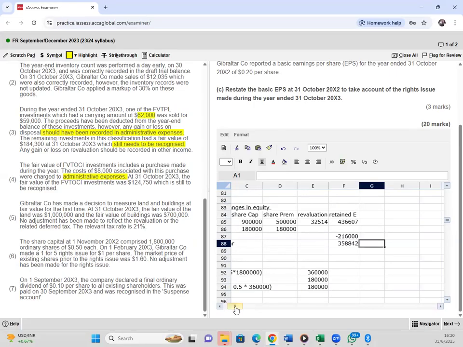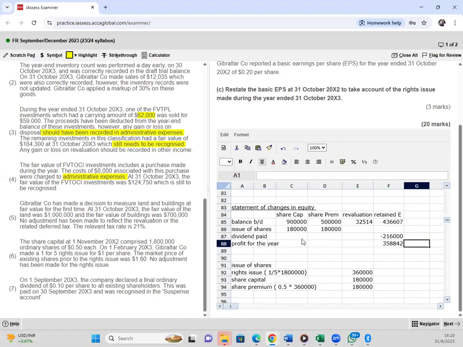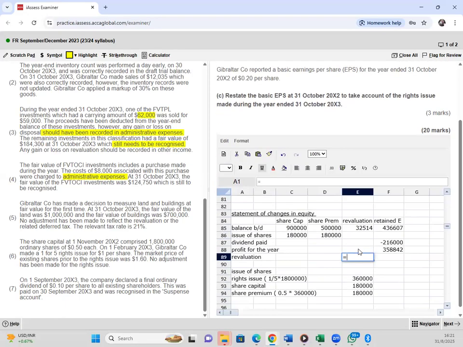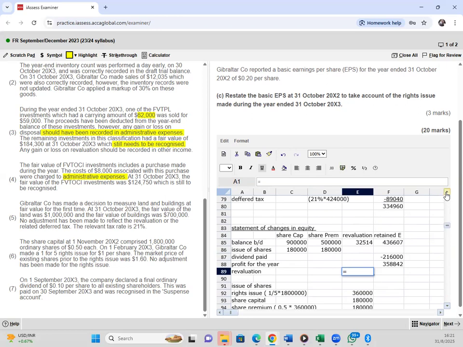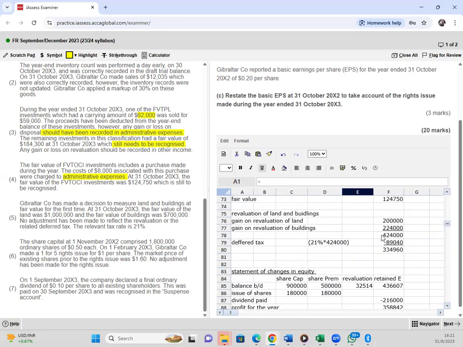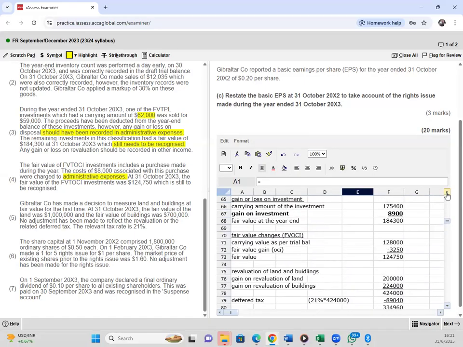So after the profit for the year, what else affects the statement of changes in equity? I think we were told about the revaluation. So let's look at the revaluation. For revaluation, there was a gain. So we had a gain for the assets. Well, let's just take the net amount. We took it to the OCI.